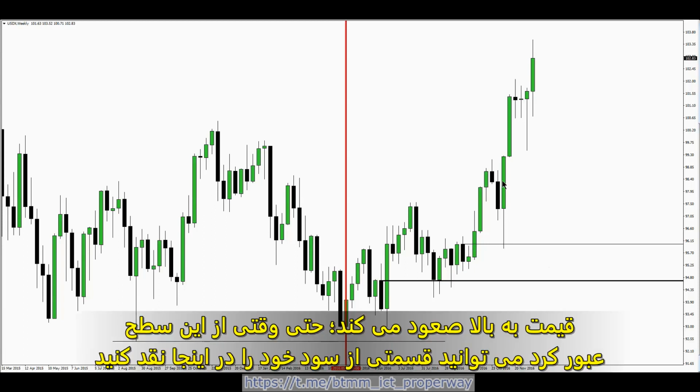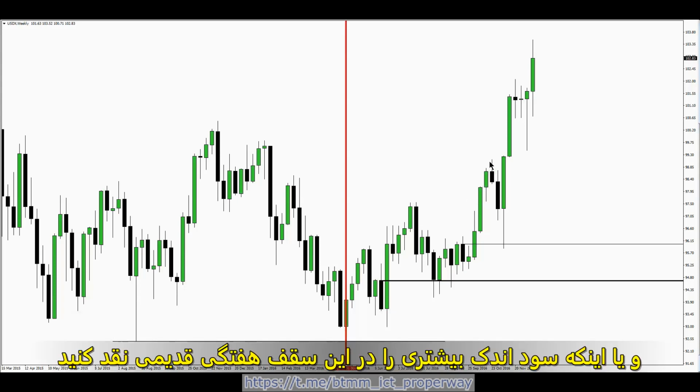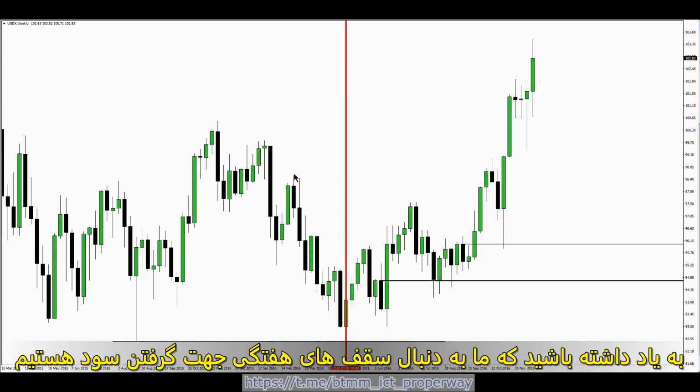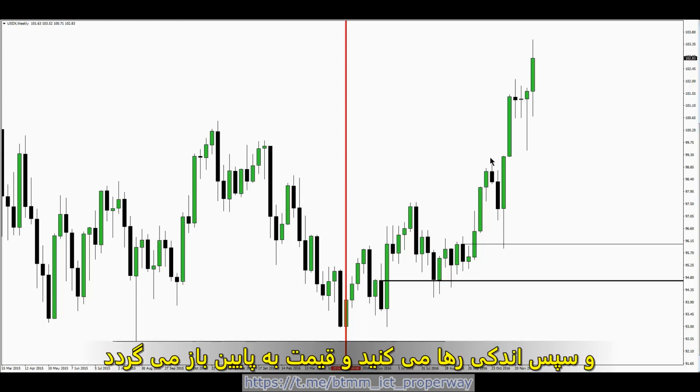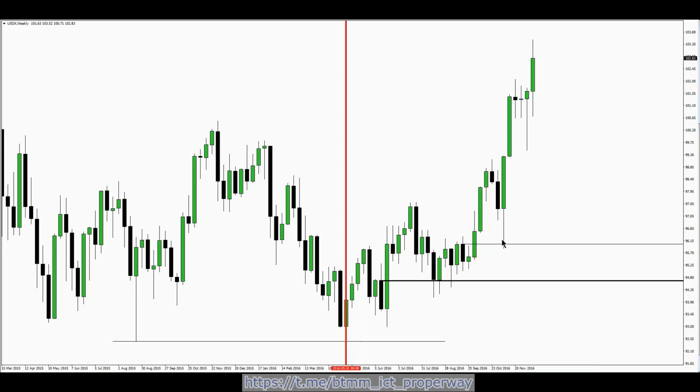Price makes a run through. Even after taking this level out here, you can take partial profits out here. Okay, take a little bit more profits out at an old weekly high here. Remember, we're looking for weekly highs to take profits at. And then leave a little bit on. And when price comes back down, we can now add back on the positions we took off here and here. Add them here as new longs.